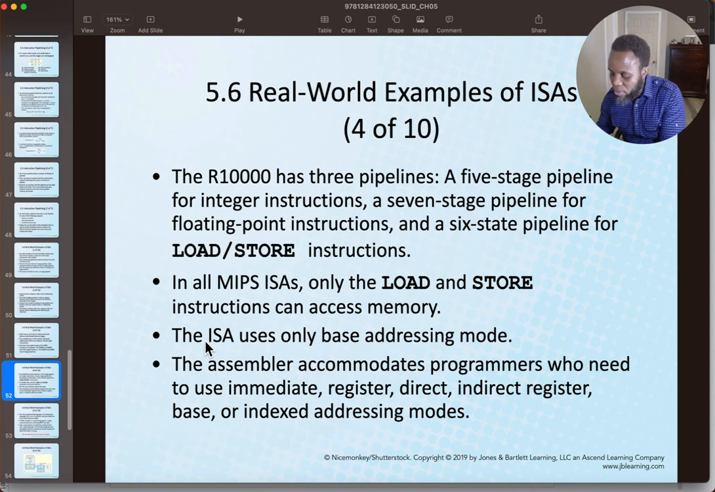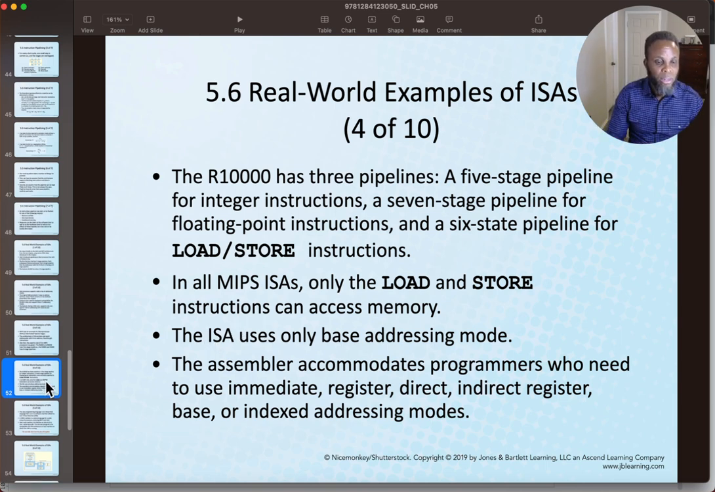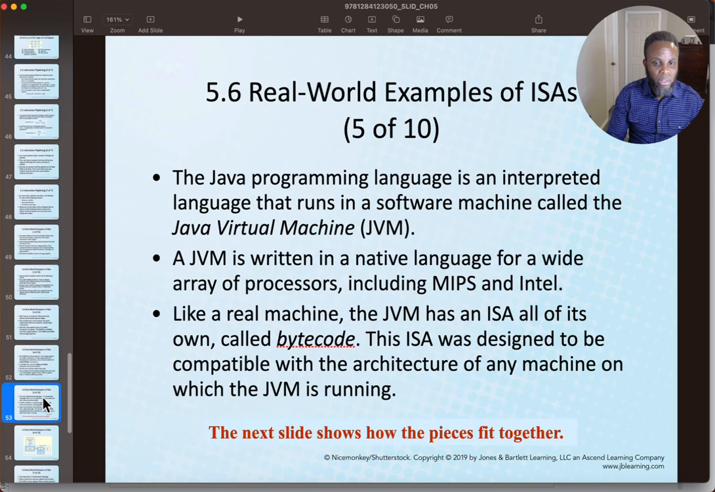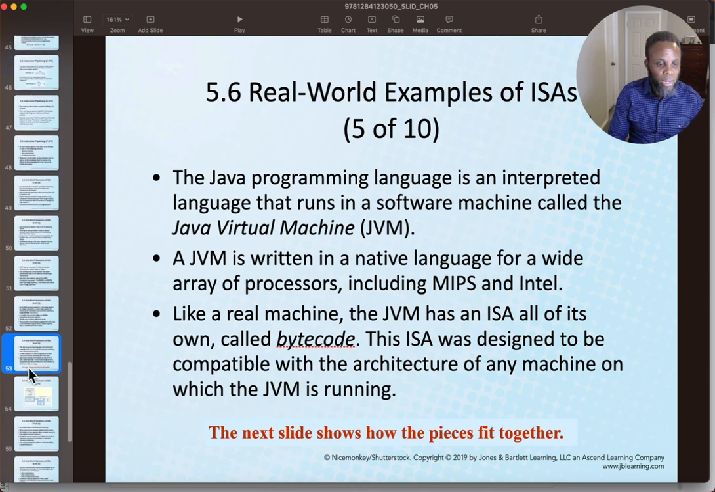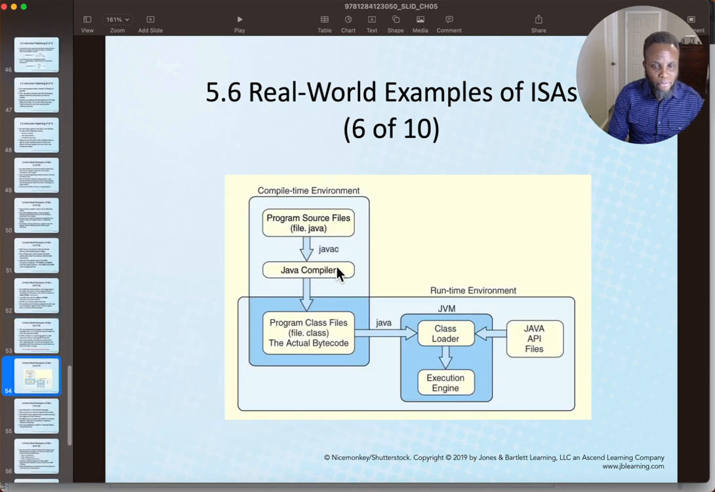Page 336 of the textbook, and that opcode is now translated by the Java virtual machine to actual machine code. Okay, so read through that, and that's what the slide deck is saying. Bytecode, C# is the same thing. Read through that, and if you have any questions, please reach out to me.